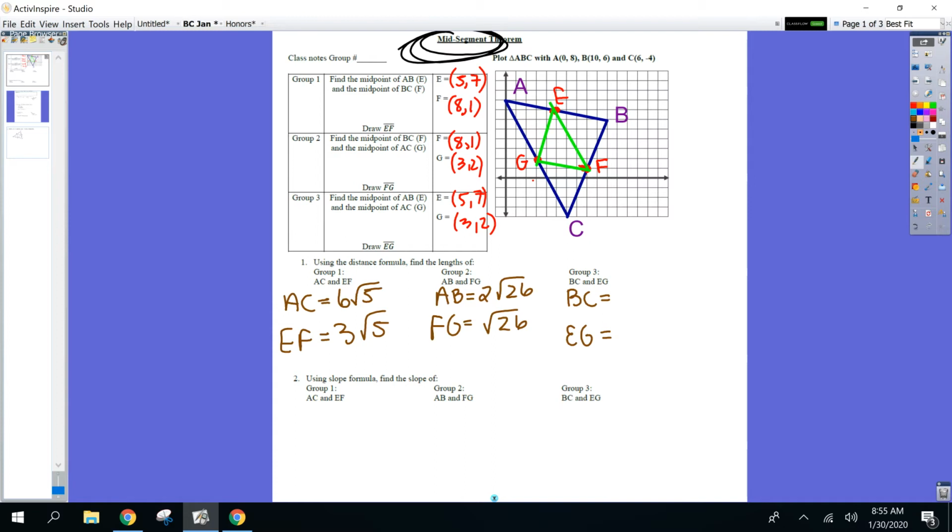Uh-oh, group 3. I see panic in the back. BC? Yes, you broke down 116 correctly. And then how about EG? I don't have 3 radical 3. I have 2 squared and 5 squared underneath my radical. I have 2 squared and 5 squared when I put in the numbers, which gives you the square root of 29.